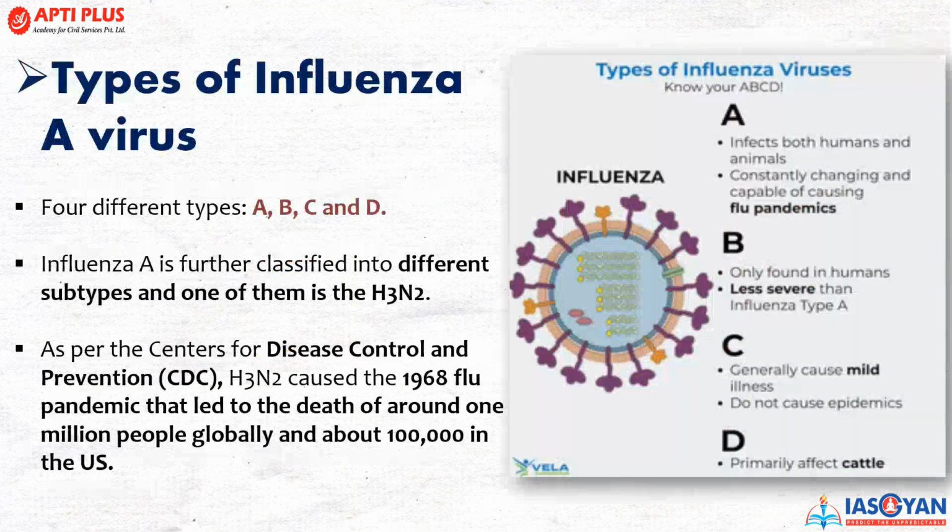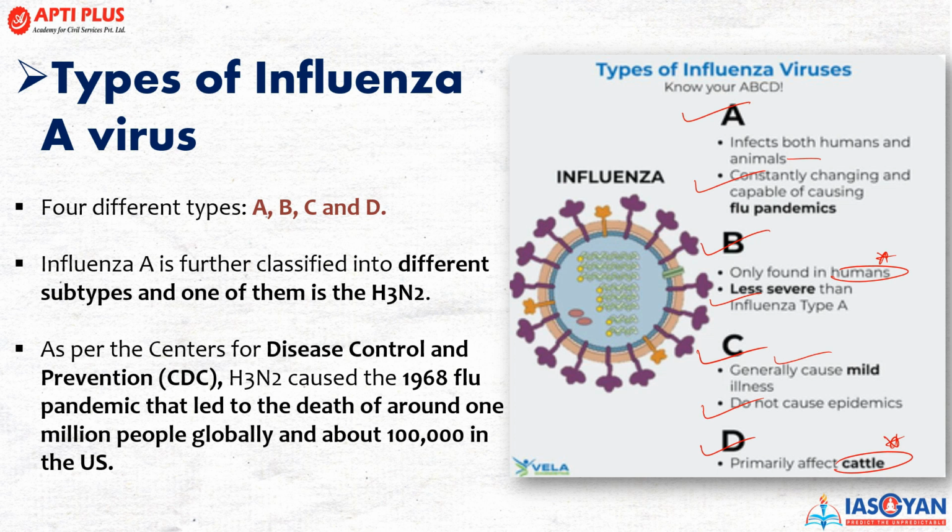Now, regarding the types of influenza, there are four basic types: A, B, C, D. The A type infects both humans and mammals. It is constantly changing and capable of causing flu pandemics. The second type is B type, which only infects humans. This is a point that you can take note of, and it is less severe compared to influenza A type. Then there's type C, which generally causes mild illness and does not cause epidemics. And the last is D, which primarily affects cattle. So these are the two points to be noted: D primarily affects cattle and B primarily infects human beings.